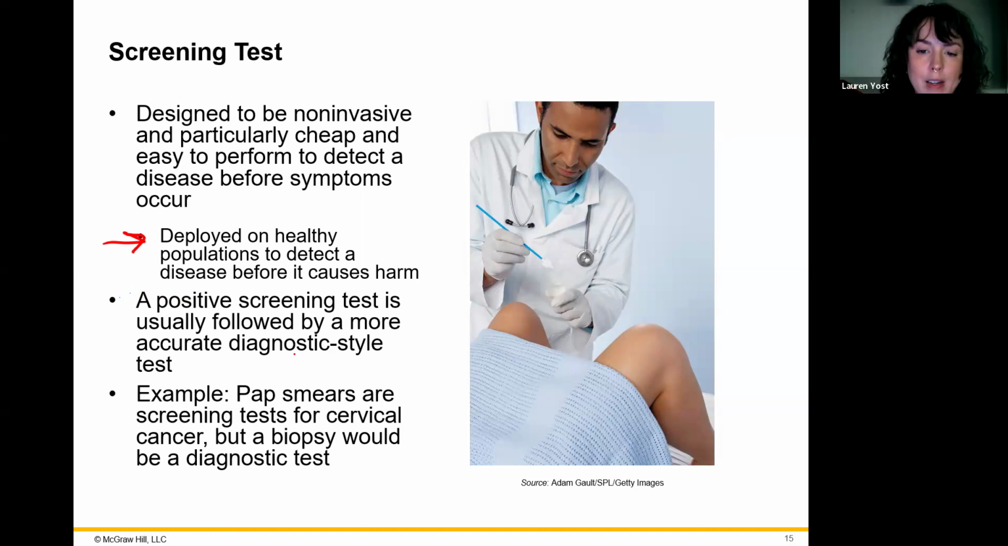So a positive screening test usually is going to be followed by a more accurate diagnostic test, just like we have with pap smears. They are screening tests. You have just a brush on the cervix, you send it into pathology, and they tell you whether there are abnormal cells or not. If there are, they're not going to be able to tell you much more than that. So you'll need to have biopsies done to see how deep the abnormal cells are going. Is this actually some sort of cancer, or is it just abnormal growth of the cells? But the biopsy is much more invasive than a pap smear.